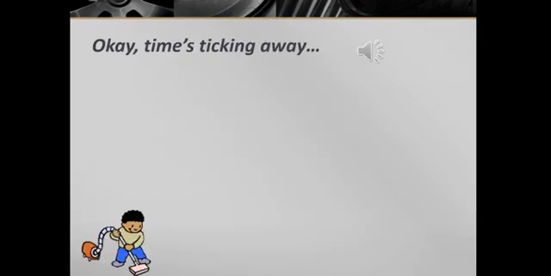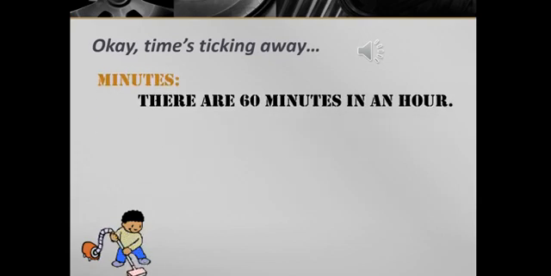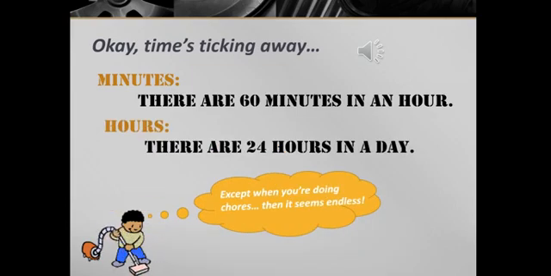Well, those are the big increments of time, but what about the smaller increments of time? There are 60 minutes in 1 hour. And we just talked about time last week, and there are 60 minutes in an hour, and there are 24 hours every day. So if you're having the worst day of your life, it only lasts 24 hours, and you can always have another day to make things right, start anew. And of course, when you're doing chores, minutes and hours seem so much longer.